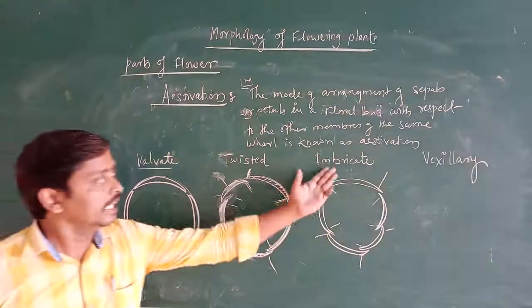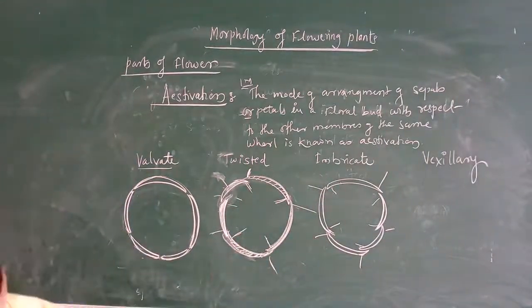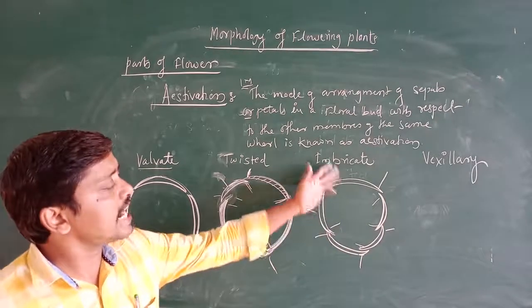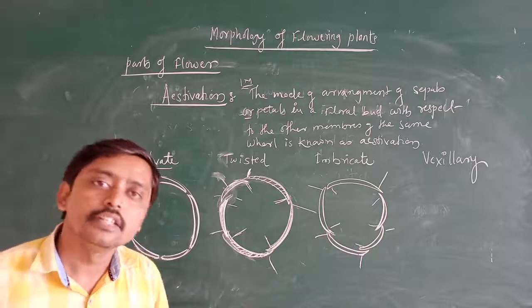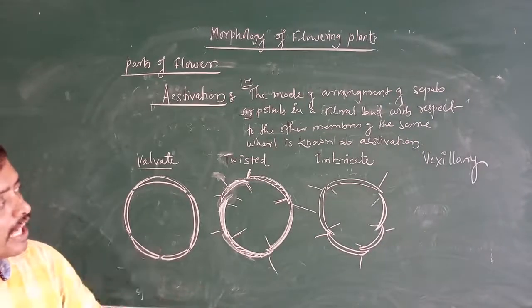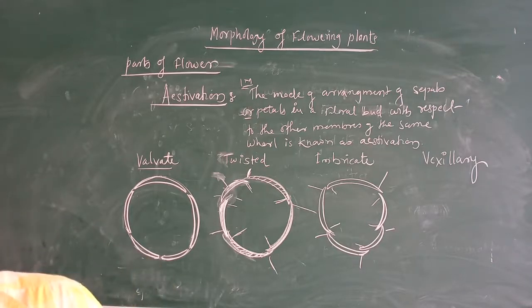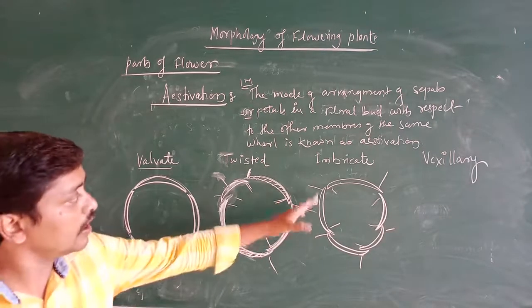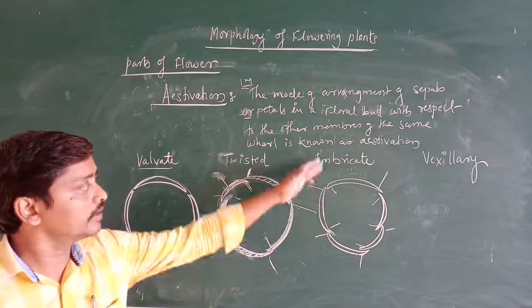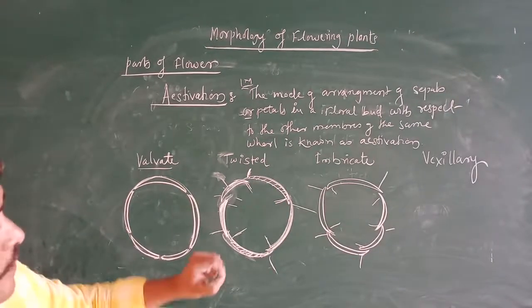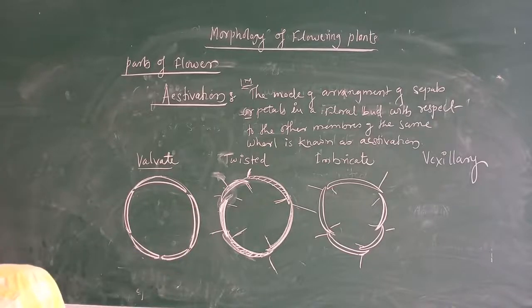In the sense, in imbricate aestivation, what is going to happen? The margins of the sepals and petals overlap one another, but they are not in any particular direction. That's what we are going to call imbricate aestivation. Such type of aestivation is called imbricate aestivation.